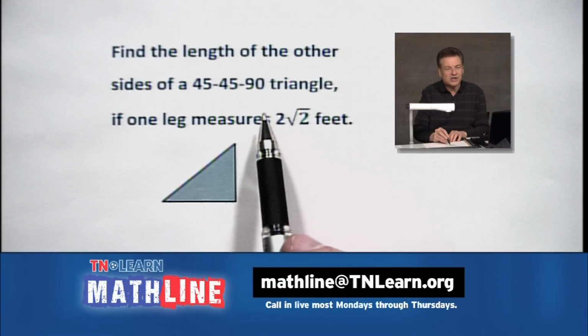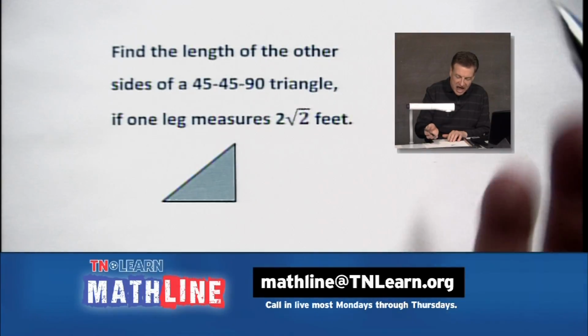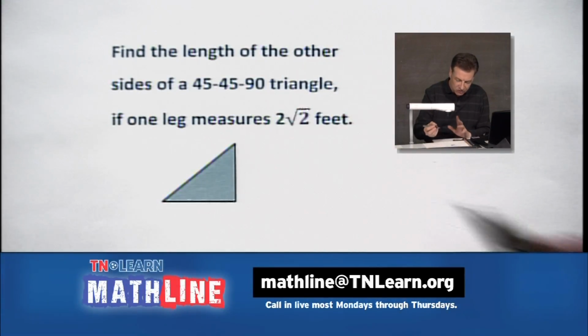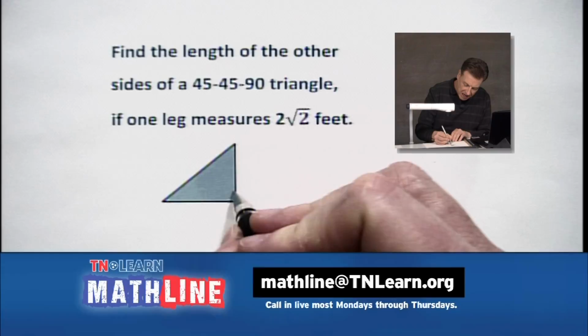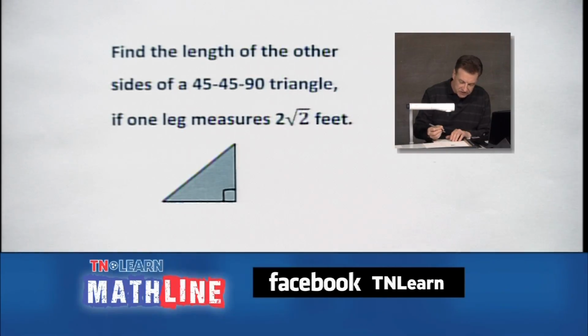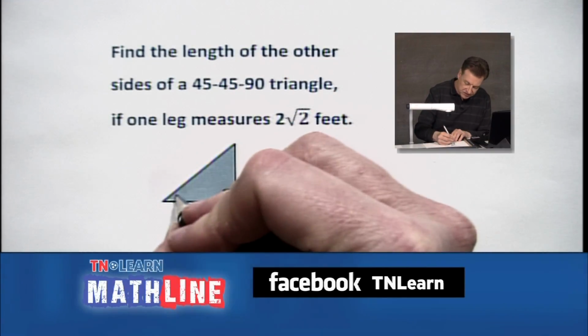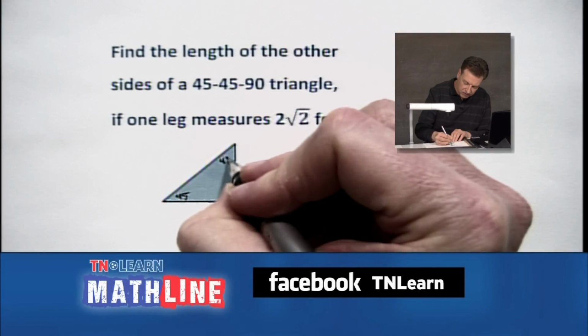Let's take a look at our next problem here. Let's take a look at this one. It says find the length of the other sides. Again, 45, 45, 90. That's all we're playing with today. We have a right triangle with the 90. Once again, we've got the 45s going. And some of you are saying, Ernie, that turned a different direction, didn't it?